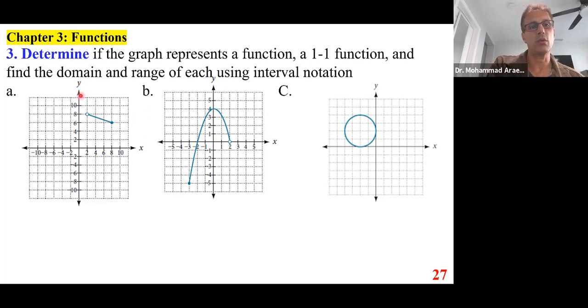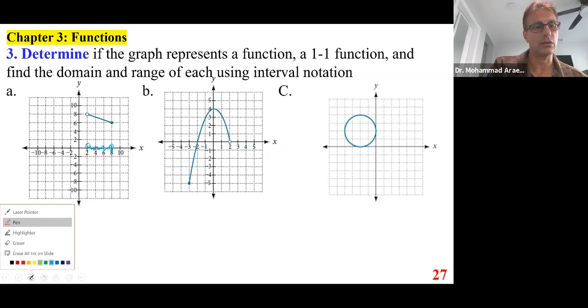So what about the domain? Along the x-axis, we're going to cover from 2 to 8. 2 has a hole, so 2 is not included. Okay, so 2 to 8, but 2 is not included. And along the y-axis, we're going to go from 6 to 8. Okay, so along the x-axis, we don't cover the 2, but we cover everything to here.